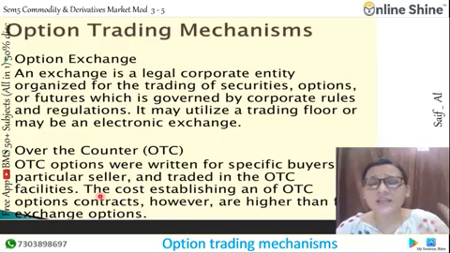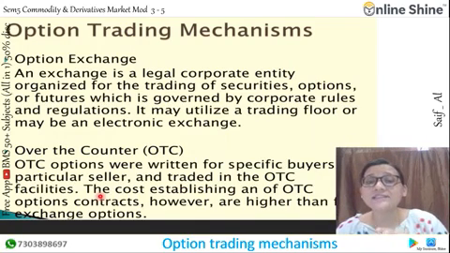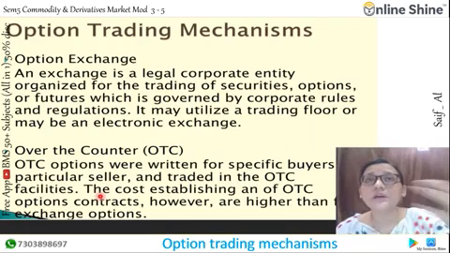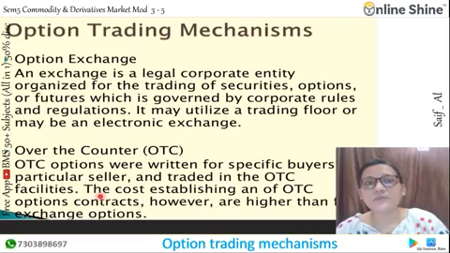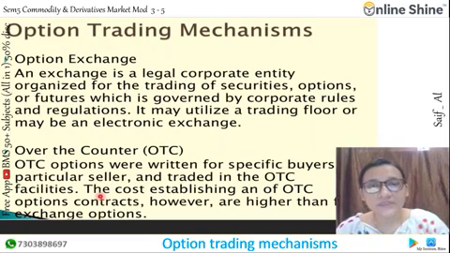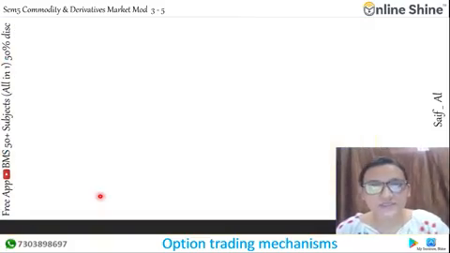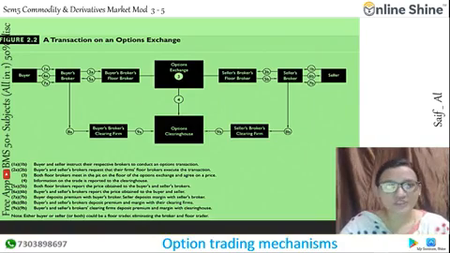Again I repeat, the over the counter market is unorganized and it continues as an overnight market, we can say. Option trading contracts are usually traded in this market. Now the transaction on the option exchange.